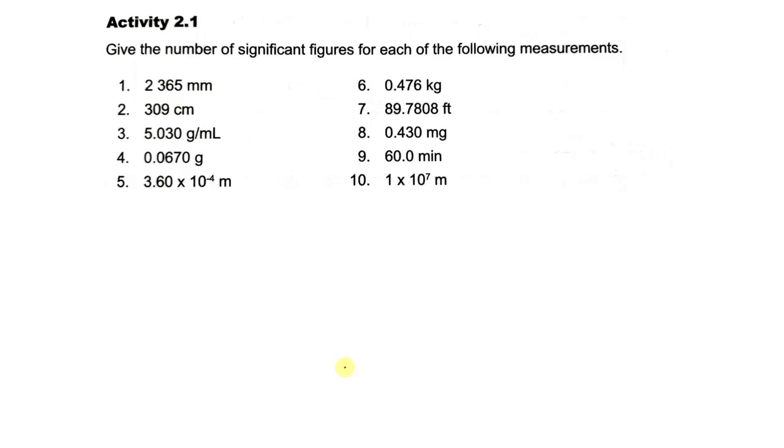This will be your activity for this topic. And the first activity is activity 2.1. In this activity, you will give the number of significant figures for each of the following measurements. You will answer numbers 6 to 10. I will give 1 to 5 as an example.